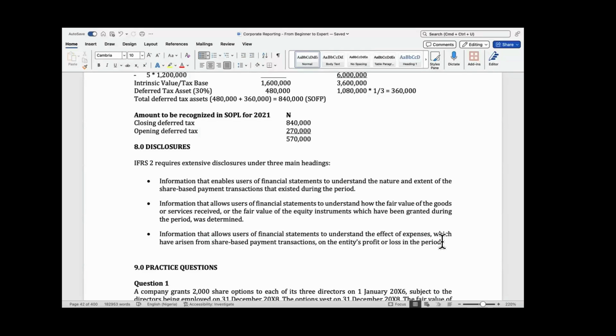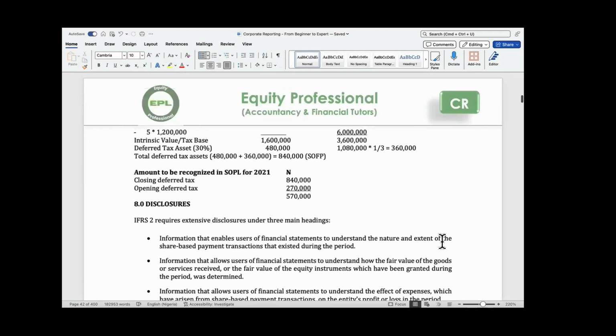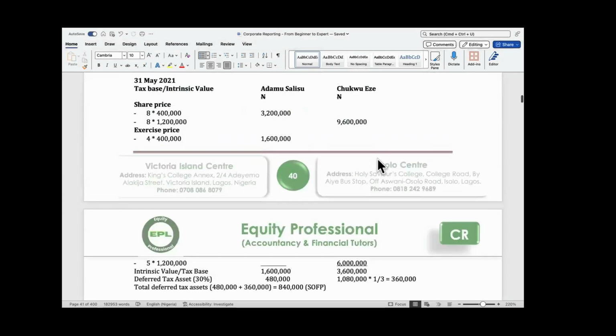So in the exam, you can find a way to understand that what they want you to present is just explaining your figures. You should tell us how you have gotten the fair value of the goods or services received. You should tell us how you have gotten the fair value of the equity instrument granted. You should tell us the impact of the amount you have recognized in P&L to profit. And you should also explain, are you using an equity settled or cash settled, or the one where there is a choice of settlement? And that is the end of this class on share-based payments.